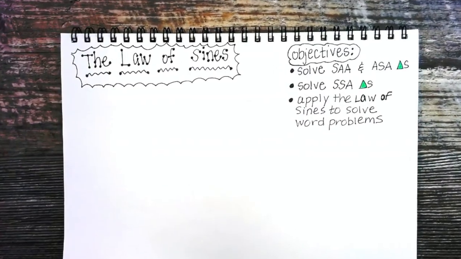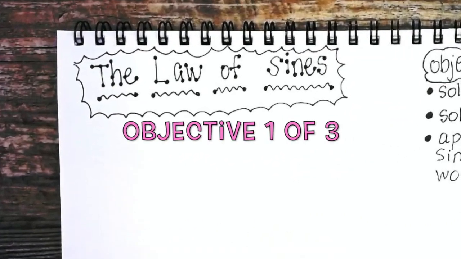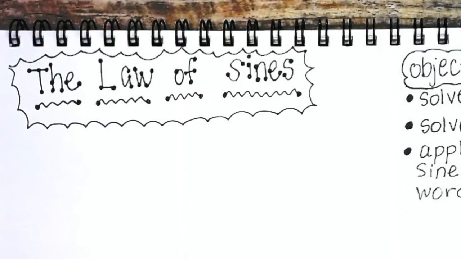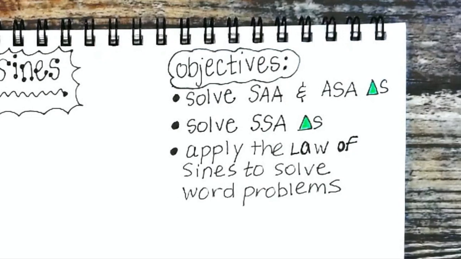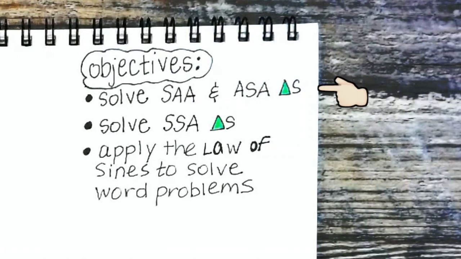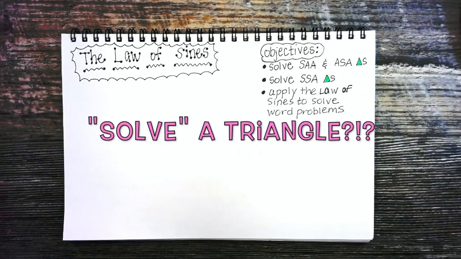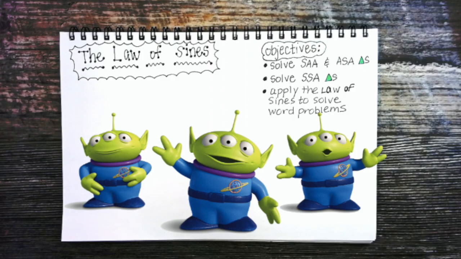Hey guys, so today's lesson is the law of sines. We have a few objectives. First, we're going to focus on solving side angle angle and angle side angle triangles. When I say solve a triangle, I mean find all of the missing sides and all of the missing angles.